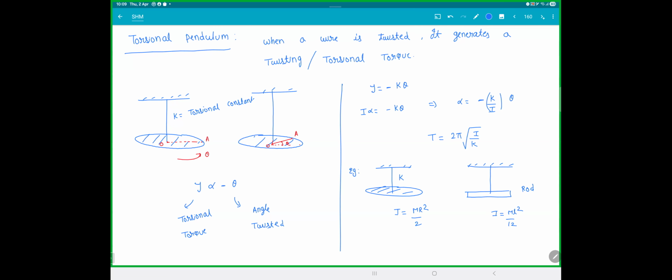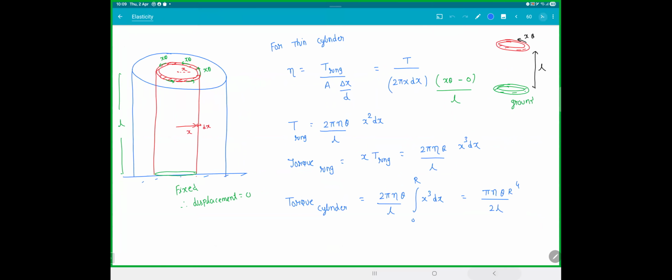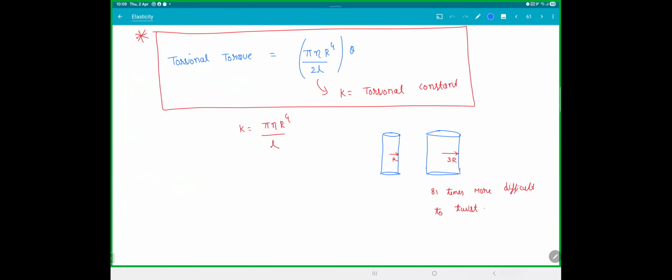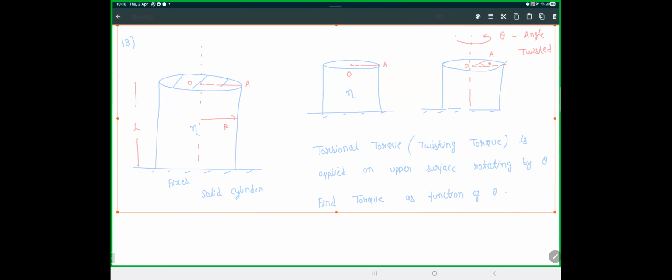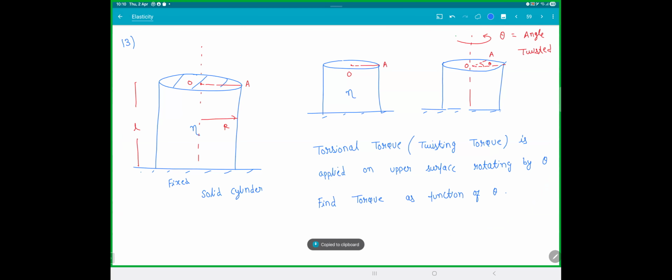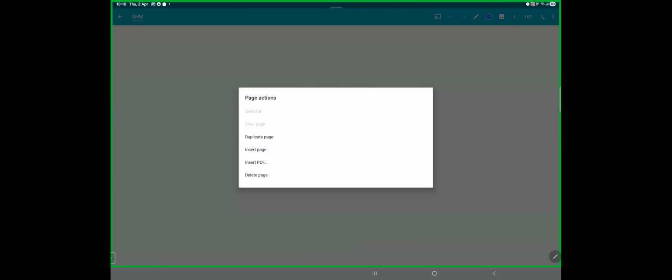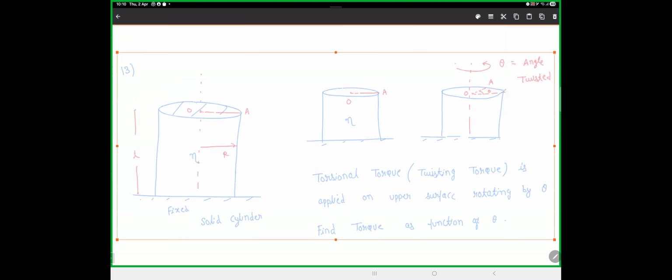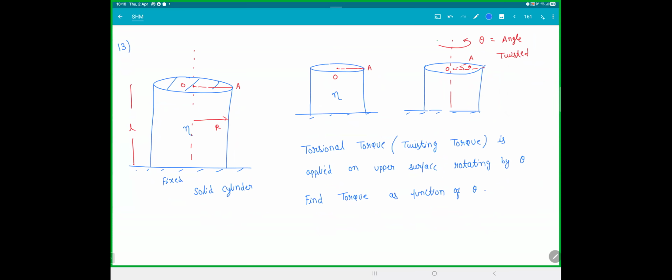Clear with this? If at all they want to really ask you something tough, they will do this based on elasticity. They'll bring this question into the picture, if you guys remember this question. They'll give a question like this: there is a cylinder, it is twisted by small theta, find the time period.